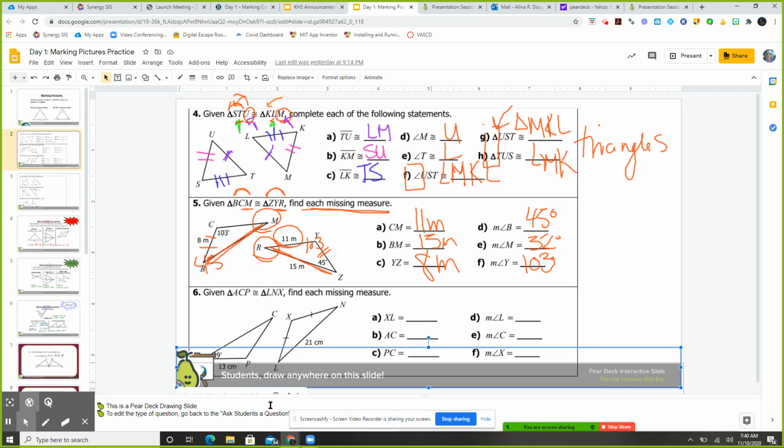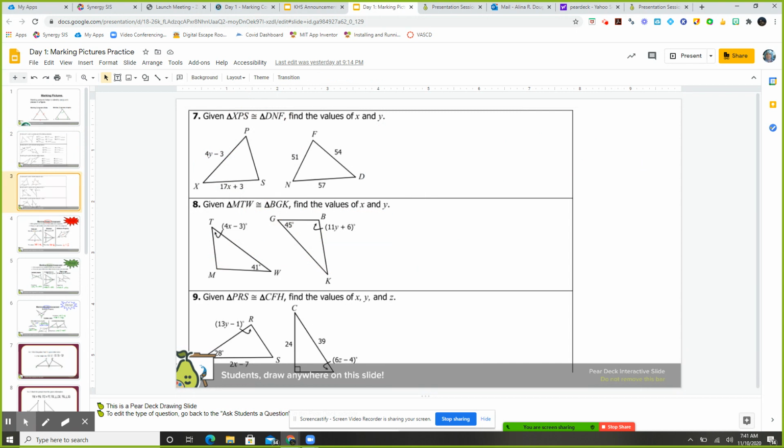Okay. So we do the same thing for number 6. I don't really want to take a whole lot of time to do that. If you haven't gone to slide 3 already, I'd like you to go there. What equation can I set up to figure out X?